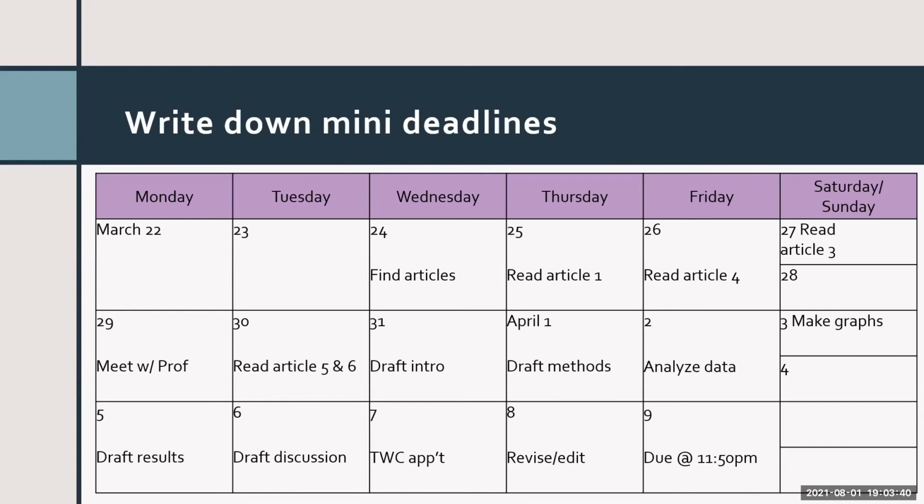This is something that you can write down in a calendar or in a planner, writing down the things that you want to do. This is just an example where this person would be finding articles, reading each one of the articles, meeting with the professor, making an appointment with the writing center, revising, and then a final due date so that they make sure that they know when that is due.